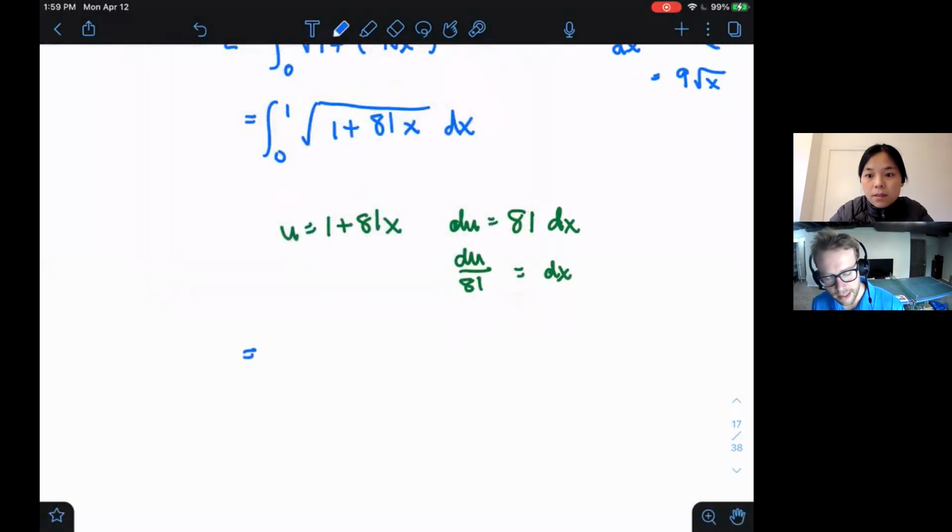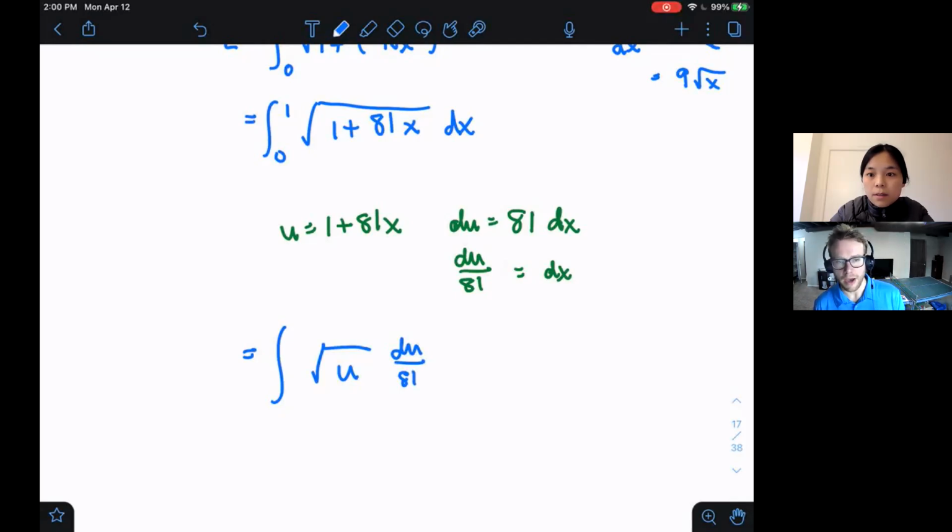And so let's go ahead and substitute some of this stuff in. Instead of the 1 plus 81x, I'll put my u, and instead of my dx, I'll put du divided by 81. Now it's kind of up to you. Remember, you're always allowed to do u substitution in 2 different ways. You can either change the bounds to u values, or you can just evaluate the indefinite integral, plug back in x, and then evaluate at those x values, 0 and 1.